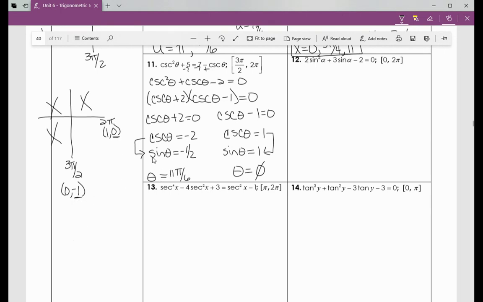So we ended up solving this problem, and one of our factors did not produce an answer. So we had one factor that produced an answer, and we had one that did not, and that is okay. Sometimes that will happen.